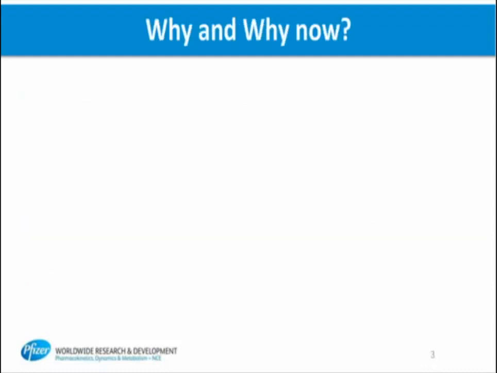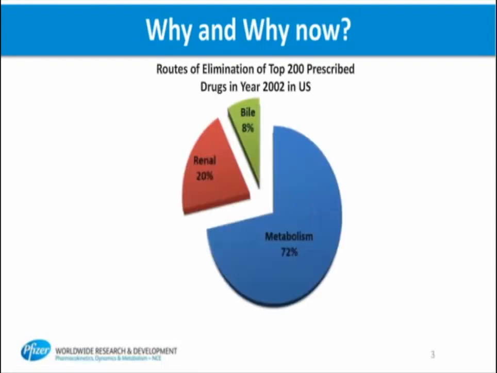Now, why are we interested in sandwich culture and why now? When we look at the past, let's say in 2004, there were a group of scientists in Pfizer that looked at the route of elimination of the top 200 molecules that were prescribed in the United States in 2002. What was interesting with that scholarship is that around 72% of these molecules were eliminated predominantly by metabolism, and to a lesser extent by renal, followed by biliary elimination.